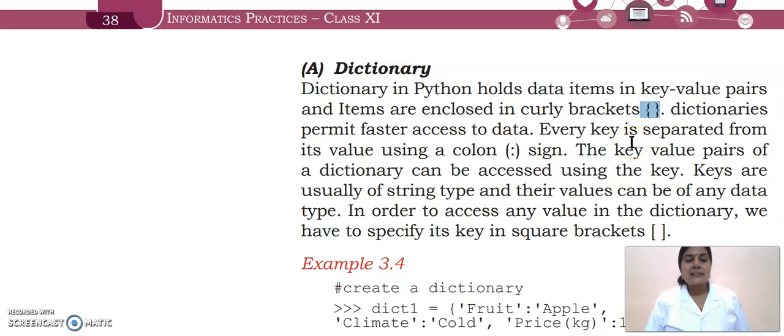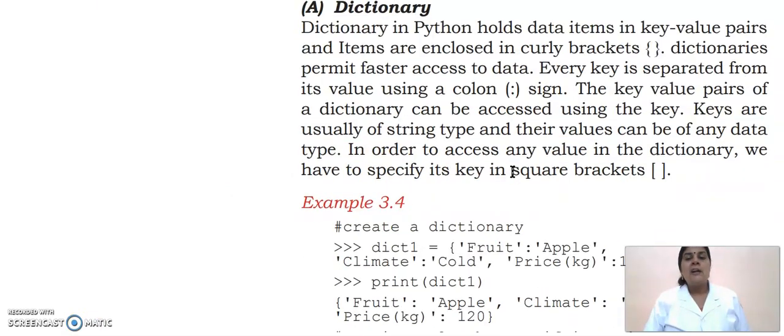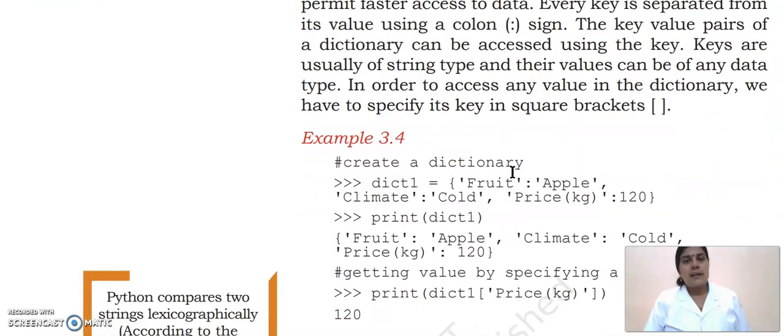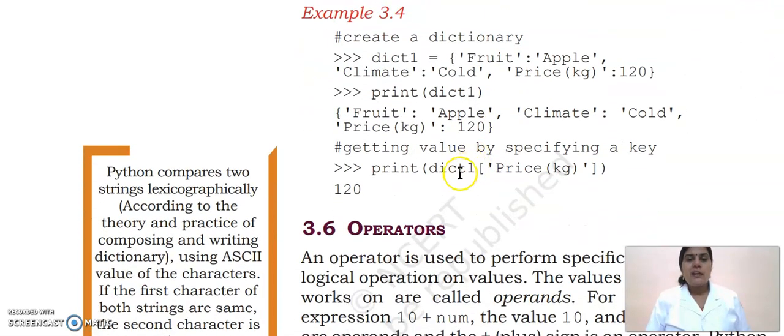In a dictionary, we can access data quickly because we use the key to access data. The elements are separated by commas, and each element consists of both a key and a value. This key and value are separated by a colon sign. Colon means these double dots. One element contains a key value pair. The key and value are separated by a colon. So let's look at an example.